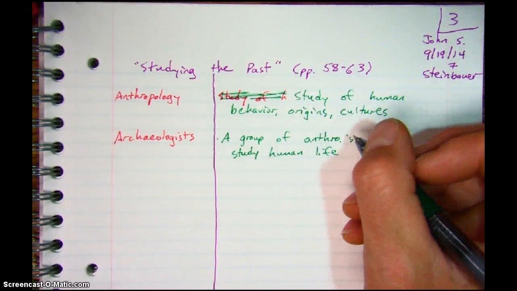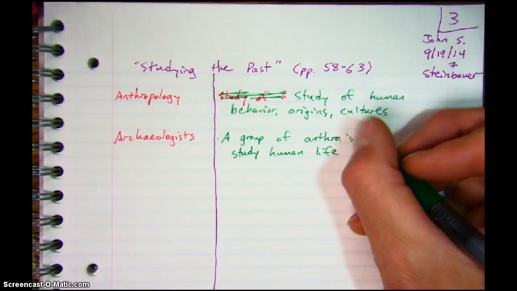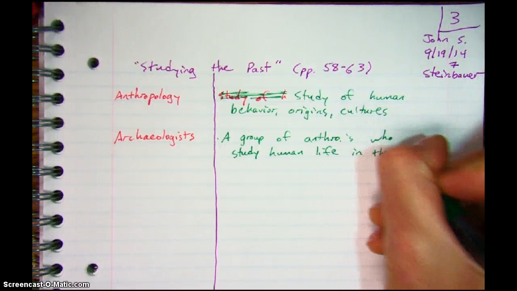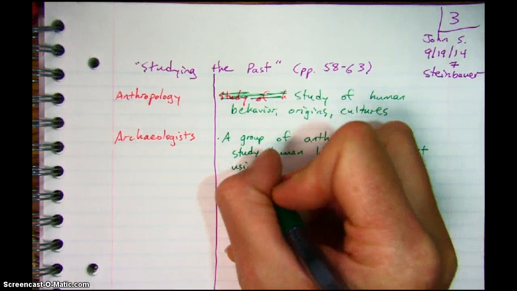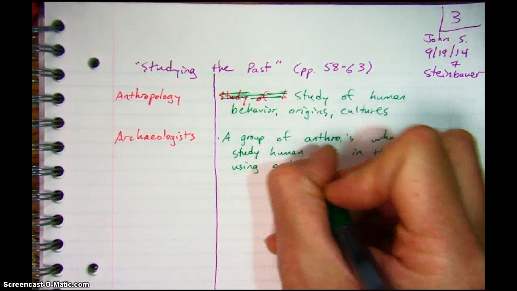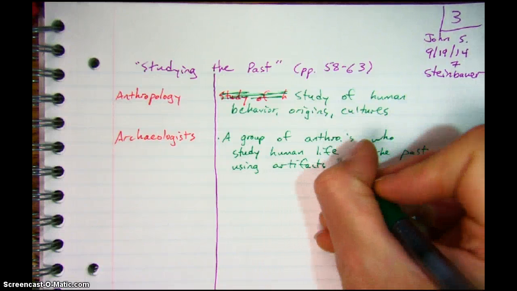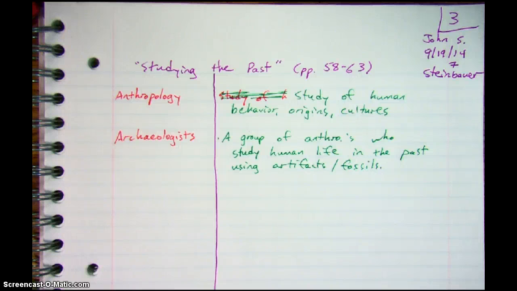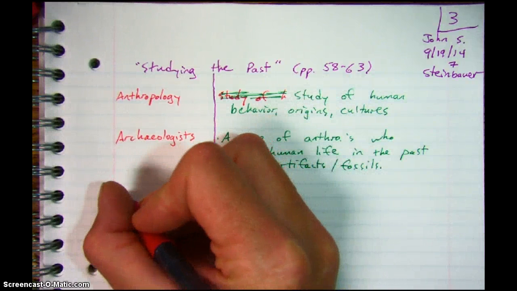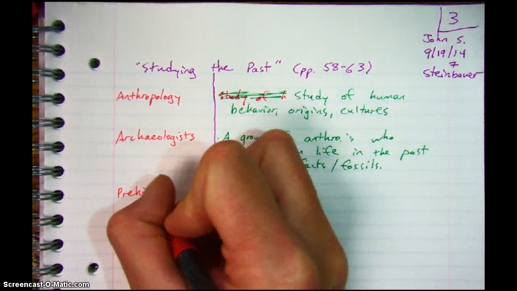They are a group of anthropologists who study human life in the past using things people left behind. We already know that those things are called artifacts or perhaps fossils. I'm trying to keep it brief. There you go. There's my second cue along with a definition. So far we've just seen terms and definitions, and we're going to get a third one in this section too. The next thing we get is prehistory.